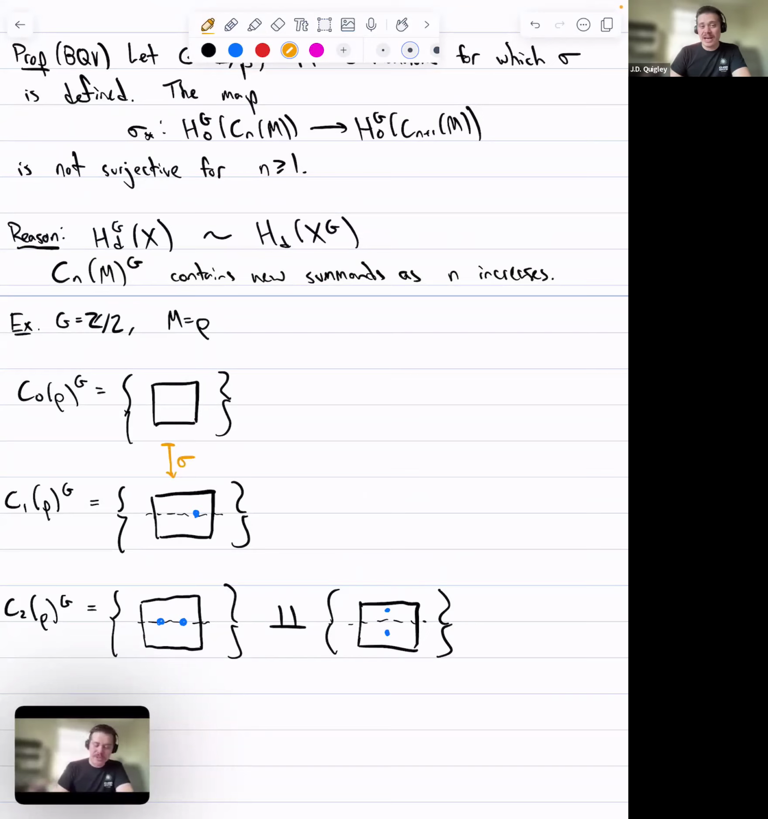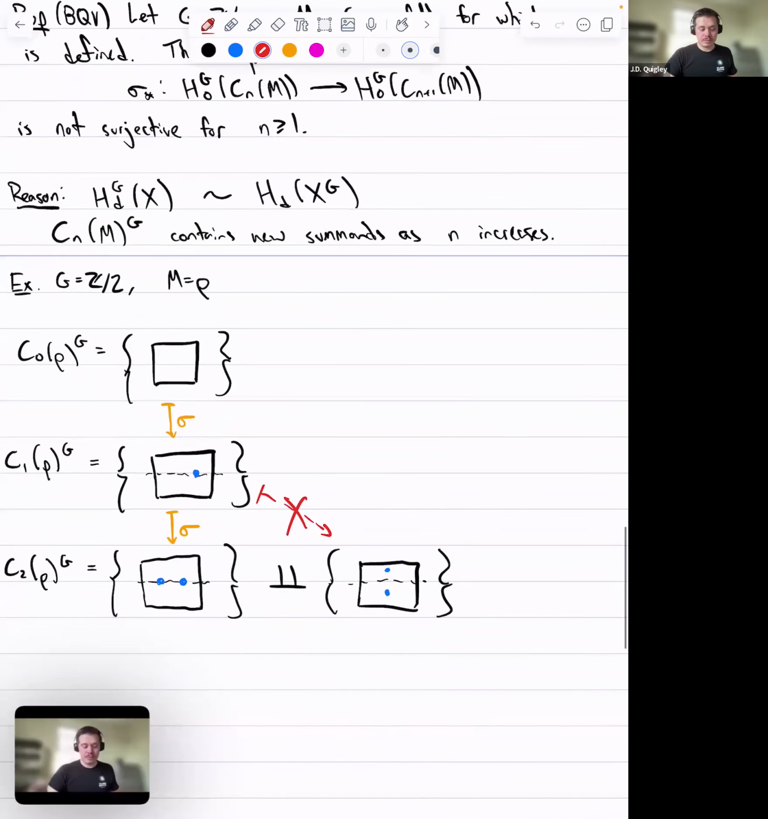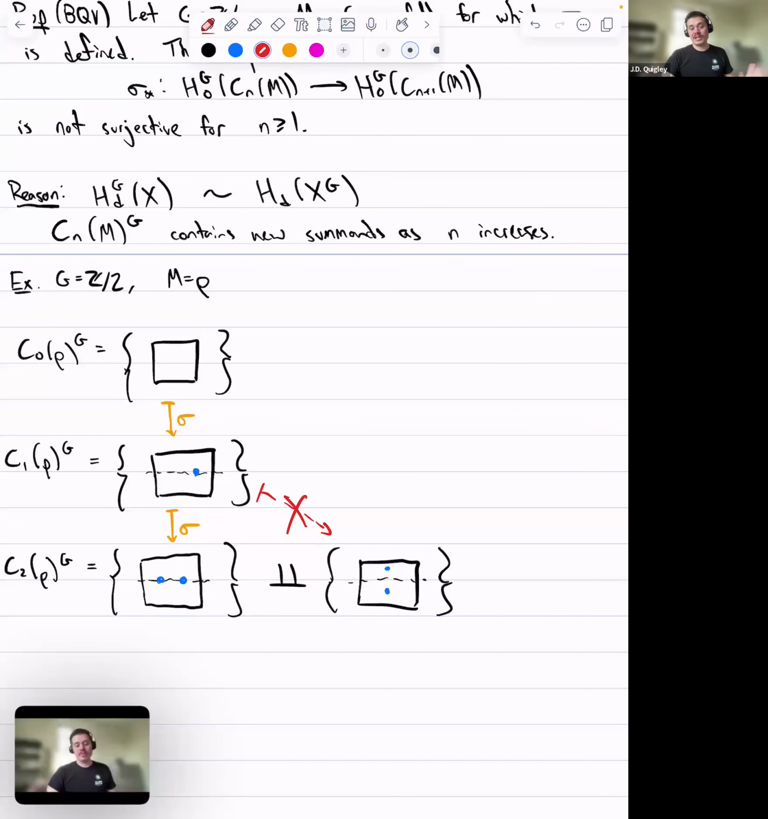So sigma is like adding a fixed point here, it's adding a fixed point here. But there's no way of going like this. Okay, so that's the idea of why we don't have a surjection on H naught. Are there any questions at this point?